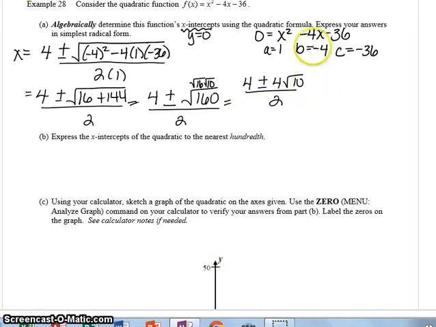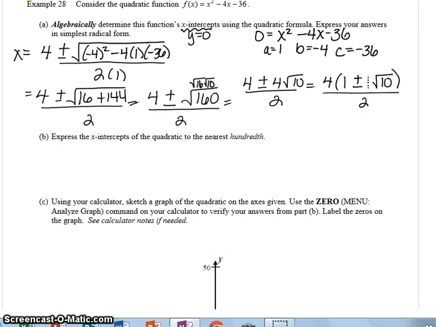GCF the numerator. So you're going to take out a 4 from both. When you take out a 4, you're left with 1 plus or minus square root of 10, all over 2. Again, you could put that 1, but you won't usually see it. Last thing, you can reduce the 4 and the 2 on the outside. So the 4 and the 2 cancel, leaving behind a 2 up top and a 1 on the bottom.